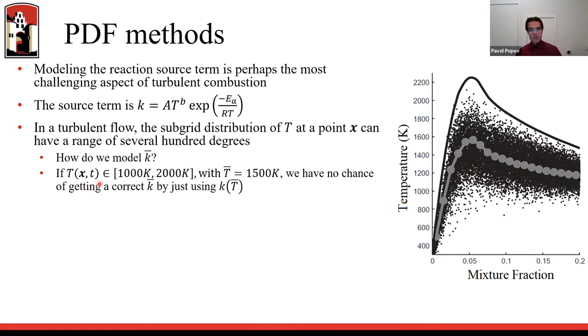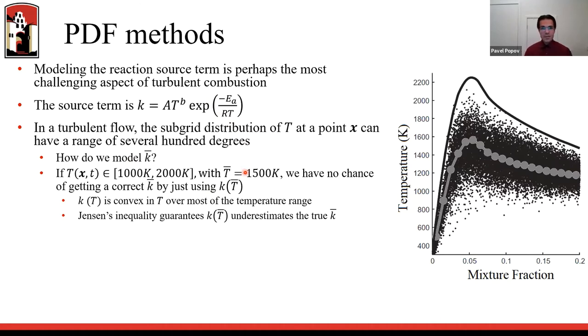So if, for example, we were in the range of 2000 kelvins and we had a mean temperature of 1500 kelvins, we really have no chance of getting a correct source term by just plugging in that mean temperature into this equation, because this equation over most of the temperature interval is a highly convex function. Because the source term is convex in temperature over most of the temperature range, not only is it very unlikely that we can get a correct estimate for the average source term, but in fact, Jensen's inequality from mathematics pretty much guarantees that.